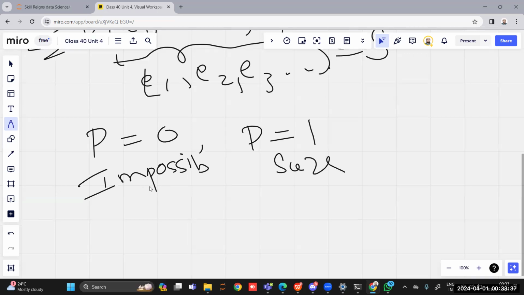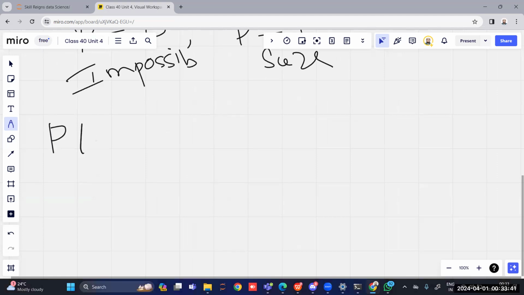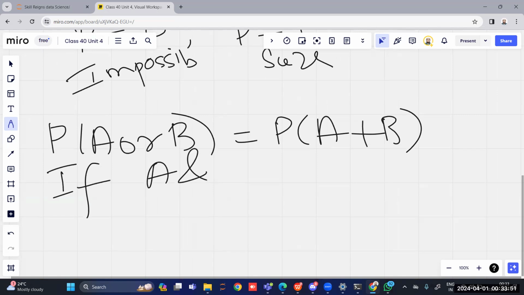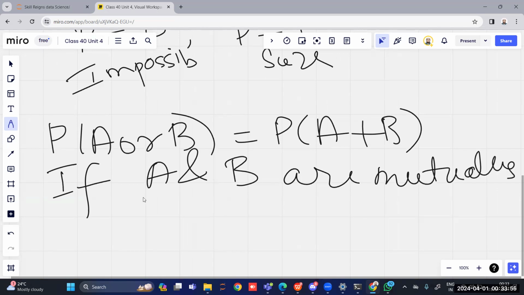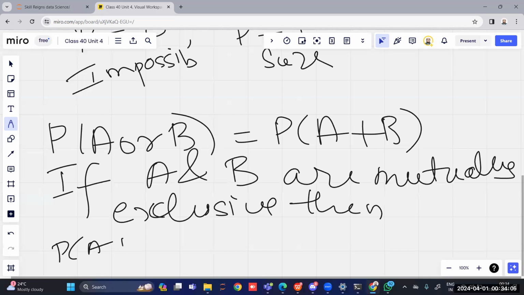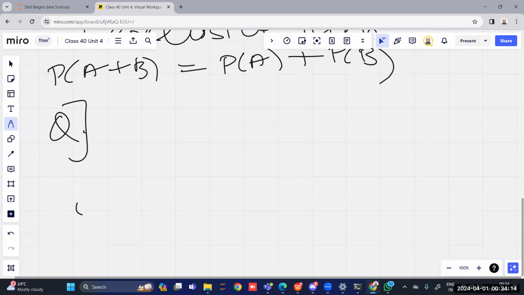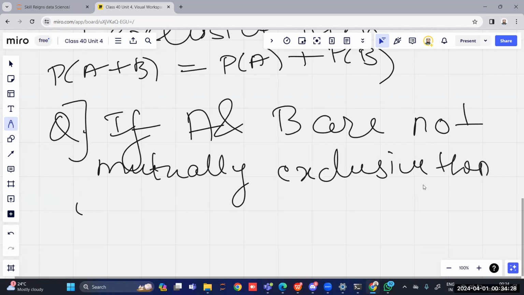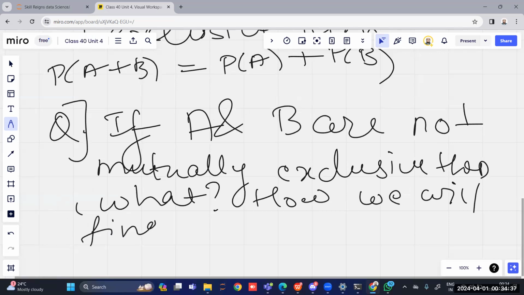Then we have seen that the probability of A or B is the probability of A plus B. And we can separate this if A and B are mutually exclusive, then the probability of A plus B equals the probability of A plus the probability of B. Now the question comes: if A and B are not mutually exclusive, then how will we find the probability of A or B, or you can write it as probability of A plus B?